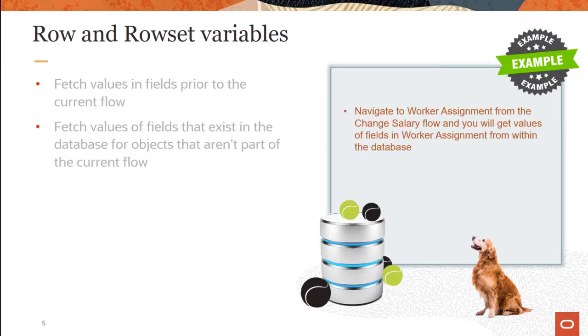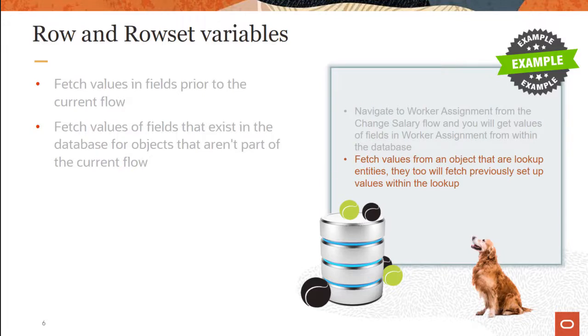For example, if you navigate to worker assignment from the change salary flow, you will get values of fields in worker assignment that exist in the database. Another example is when you fetch values from an object that are lookup type entities. They too will fetch previously set up values of fields in the lookup.